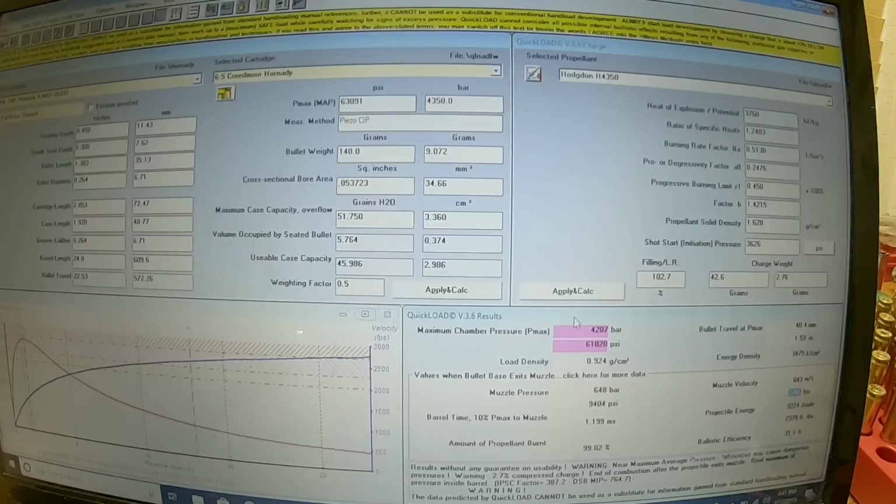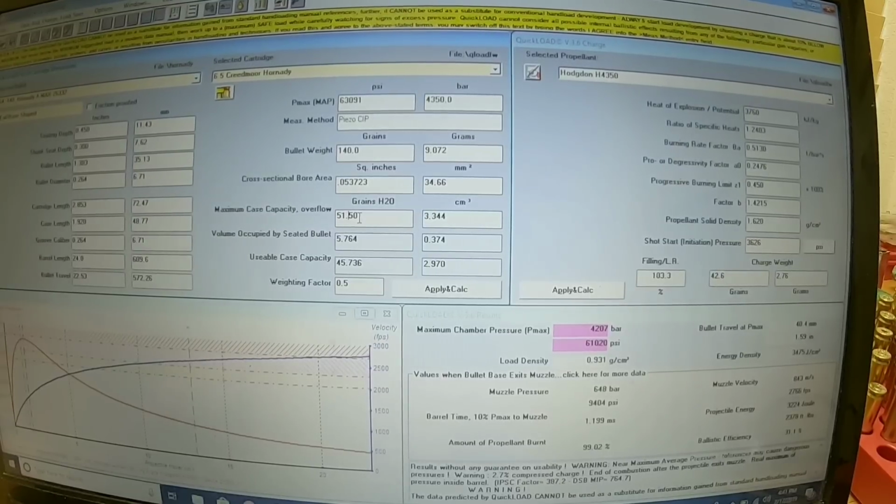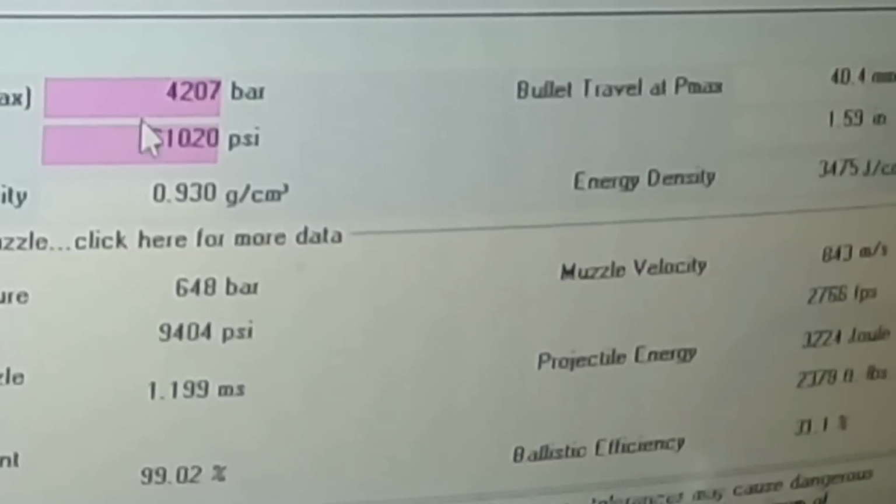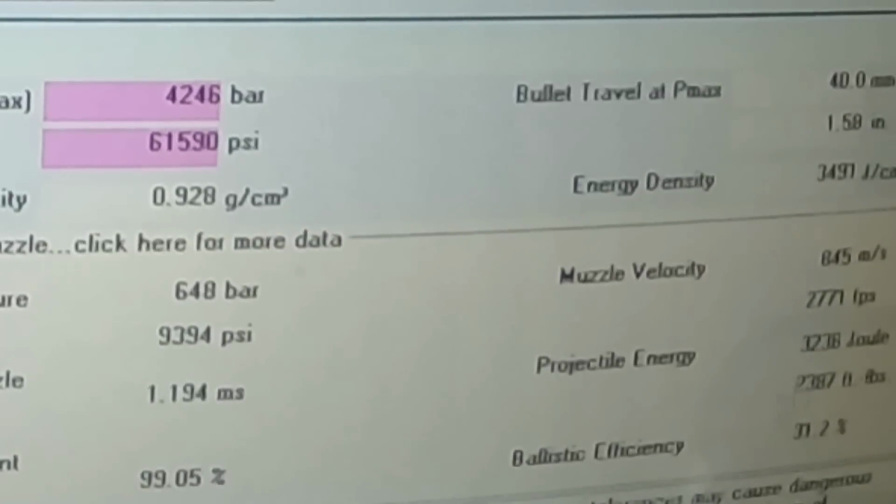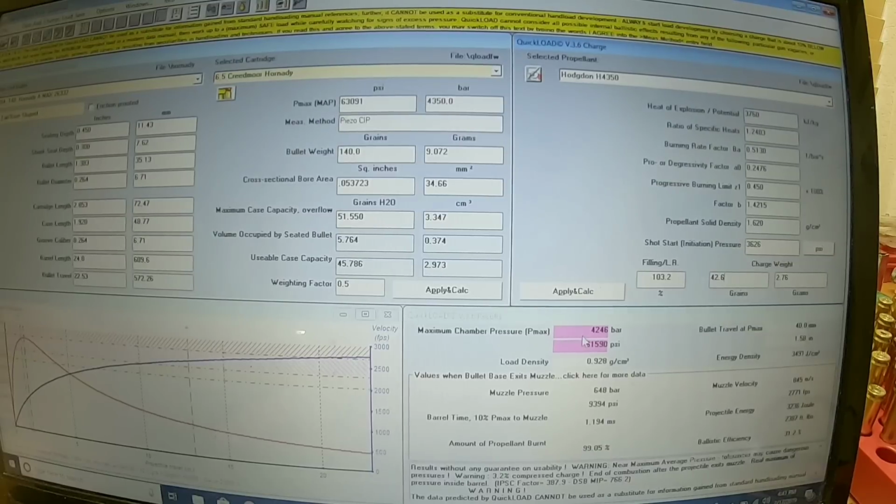So according to this as well on QuickLOAD, case volume does make a huge difference. For instance, we bumped it back even further, went down to 51.55, and you can see there it even went up further. So it's 2771, and you can see my pressures are pretty much right at cartridge max, listed at SAAMI spec, 63,000 psi.